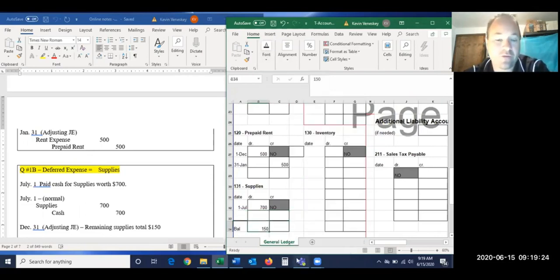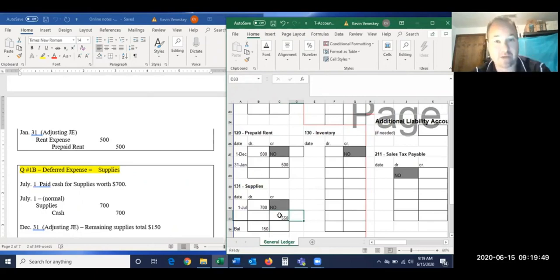So my balance is 150. I need to think, then, I had 700. How much did I get rid of to get me down to 150? How much of supplies did I use? And that's the amount that goes here. And just by doing simple math, probably do it in your head, I used $550 of supplies.